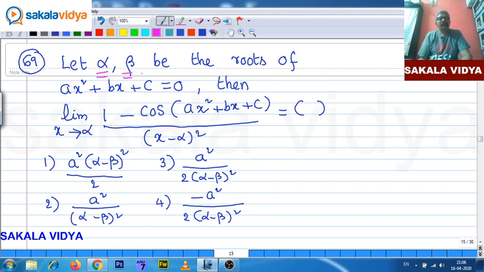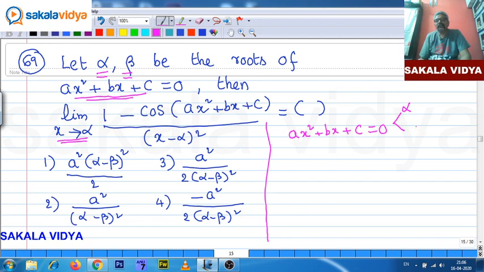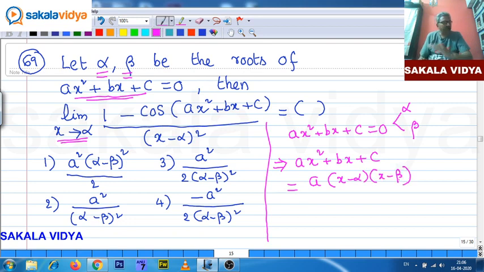Let alpha, beta be the roots of this equation, then we need to find out limit x tends to alpha, 1 minus cos of (ax square plus bx plus c) upon (x minus alpha) whole square, that we need to evaluate. See, as per the concept, since ax square plus bx plus c equals to 0 has two roots alpha, beta, we can write the left hand side expression ax square plus bx plus c as a times (x minus alpha) into (x minus beta). So, this is the first step, we need to write it.